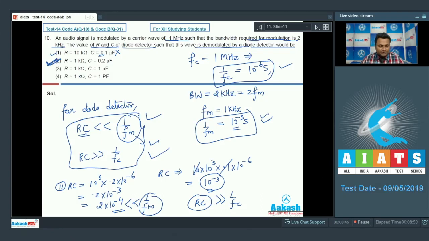Let us check the other options. Here RC, again, you will get 10 to the power minus 3 equal to 1 by Fm, which we cannot take. This one we also cannot take, because the first condition will be satisfied but the second will not. So that's why we can say that option number 2 is most appropriate. So we will go with option number 2 only. Now move on to the next, that is number 11.